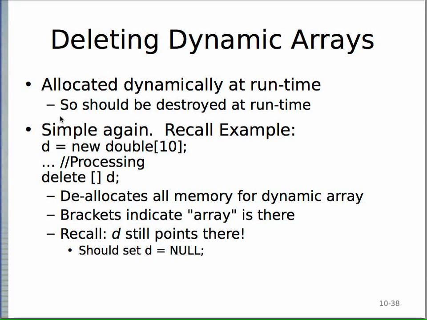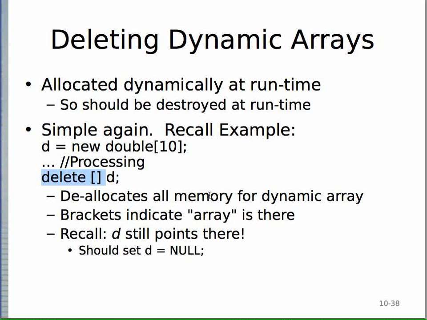Okay. How do you delete a dynamic array? You use delete, but here's the difference: you have to use open and close square brackets. So this deallocates all the memory for this entire array d, which we had allocated earlier using new. If you allocate 80 bytes, that is 10 8-byte doubles, you would delete it using delete, open close square brackets, and then the name of the variable.